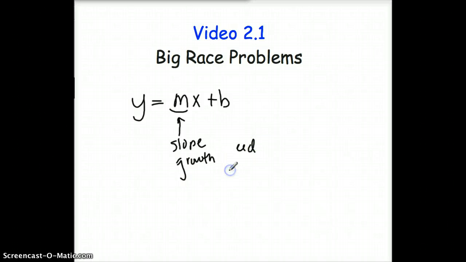Okay, so these are the important things to know for solving these real life problems. And b of course is still your y-intercept. And we can still think of it as a starting value, but we want to be careful. It's where we start at for y at time 0 if we're talking about big race type problems. So let's take a look at some of these next questions here.